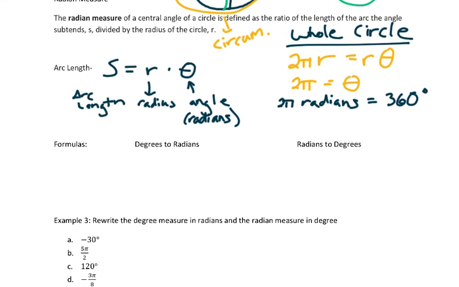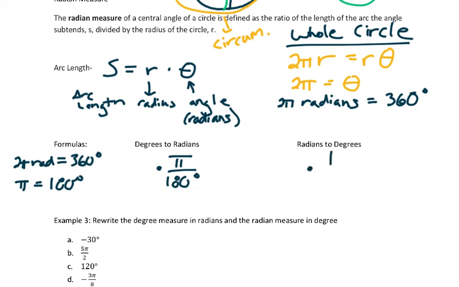The important part of all of that is coming up with our formulas. If we know that 2 pi radians equals 360 degrees, divide each side by 2, this means pi radians equals 180 degrees. So when we're trying to convert from degrees to radians, we are going to multiply by pi divided by 180 degrees. And if I'm going from radians to degrees, I'm just going to do the opposite, or the inverse. I'm going to multiply by 180 degrees over pi.